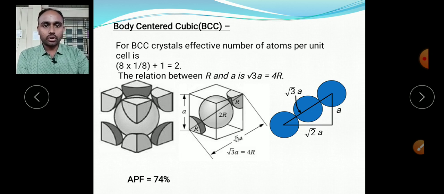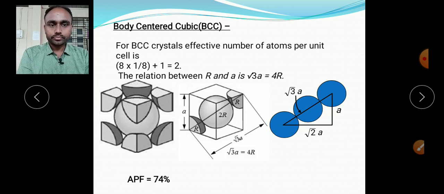Likewise, each corner atom is shared by 8 different unit cells. We are talking about this particular unit cell, so how much of this corner atom is present in this unit cell? Only 1/8 part, and diagrammatically it is like this. And this body centered atom is completely present in the body centered cubic unit cell.